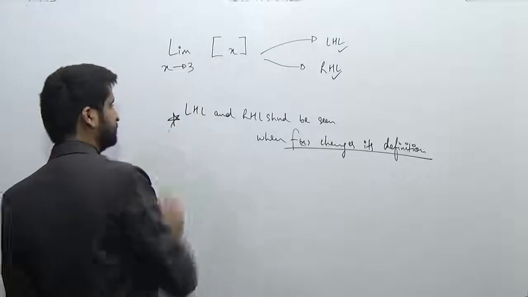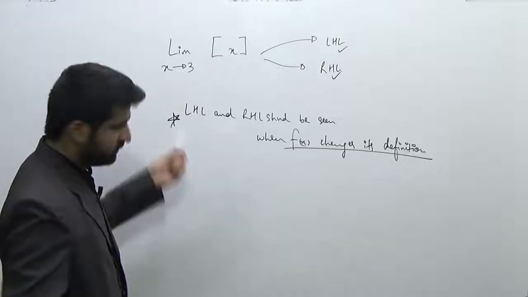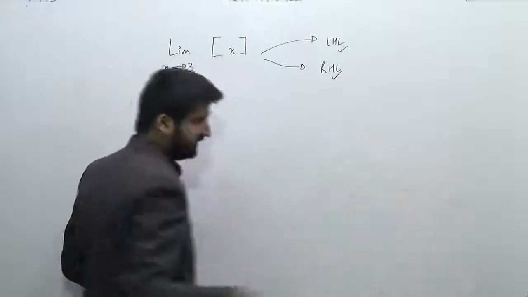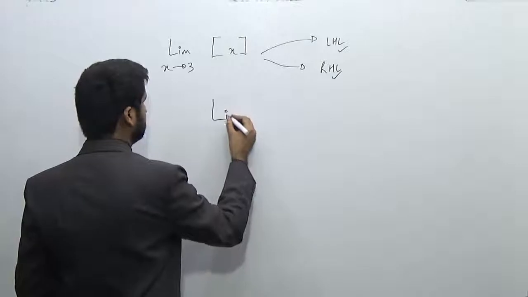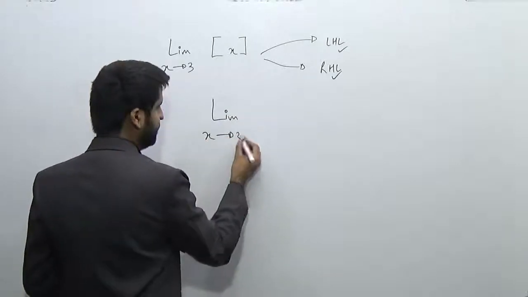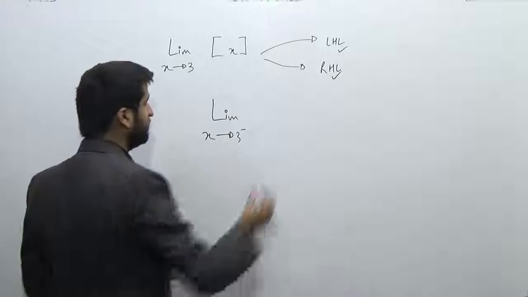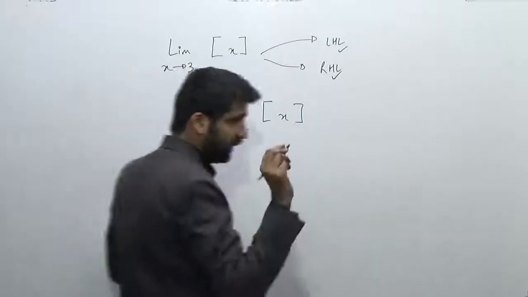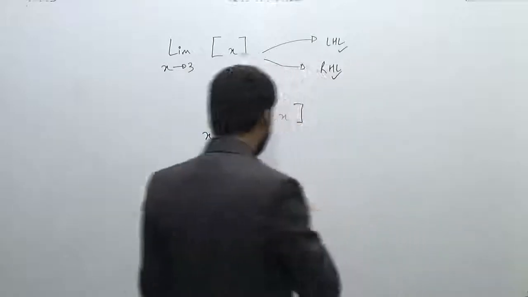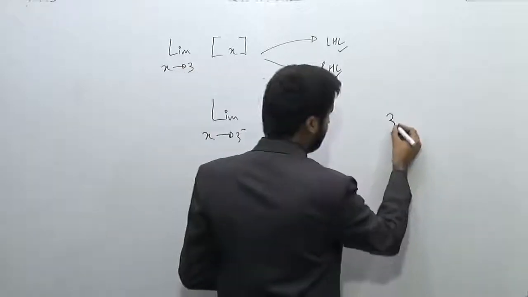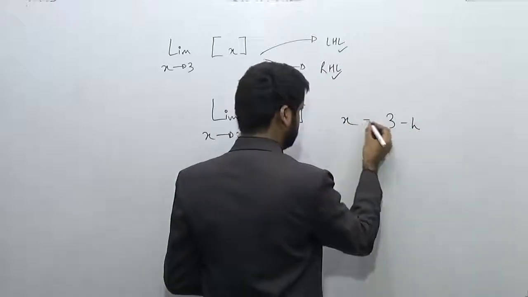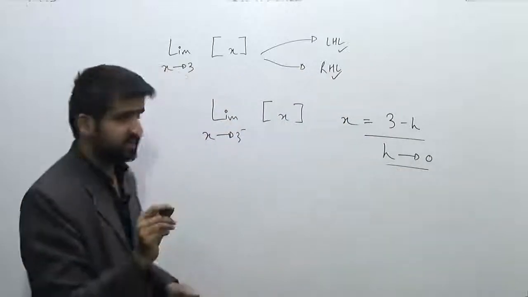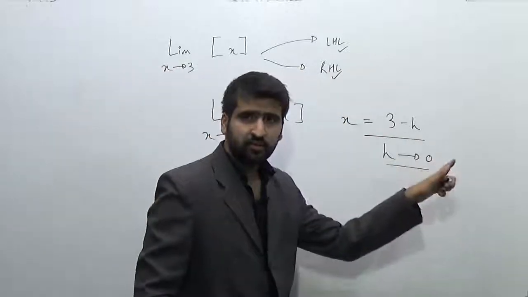So in this case, the left hand limit, just write it down. This is very important. The left hand limit can be written as limit x tends to 3 minus, with a minus sign in the superscript, of box x. Now you will see a new thing. I can write this 3 minus as x is equal to 3 minus h, where h approaches 0.